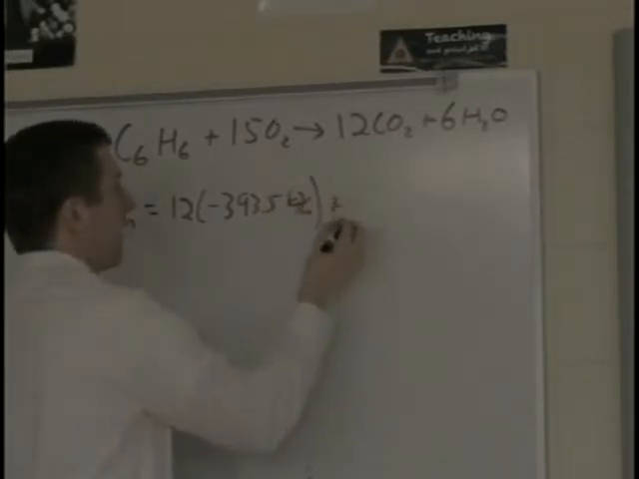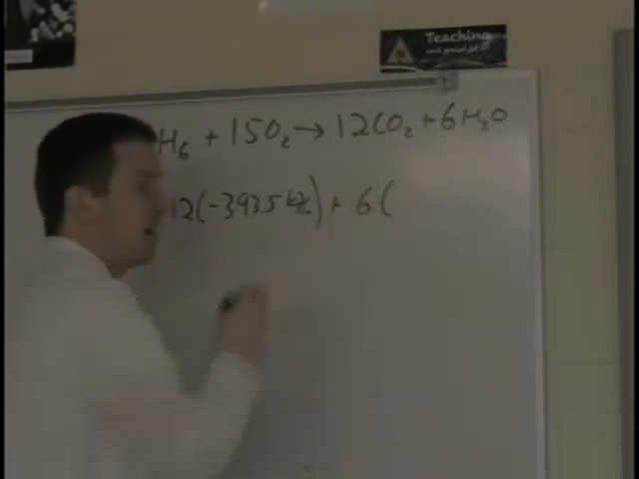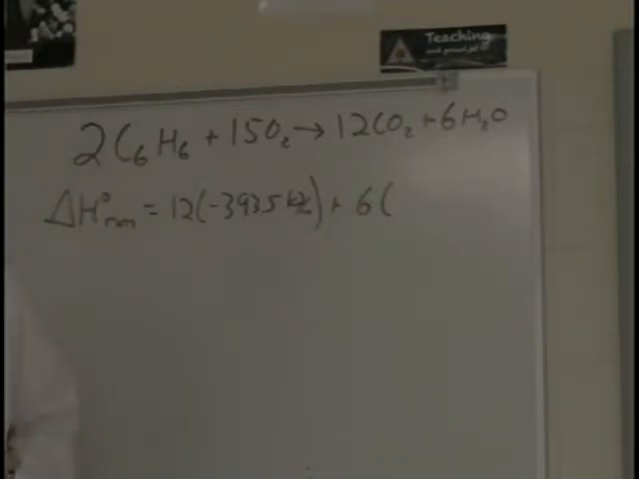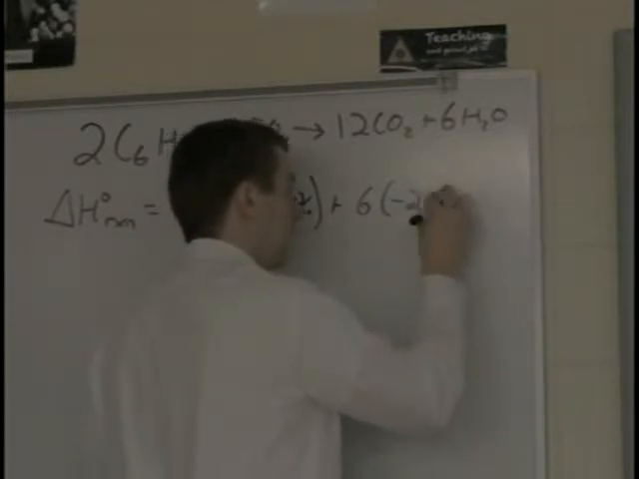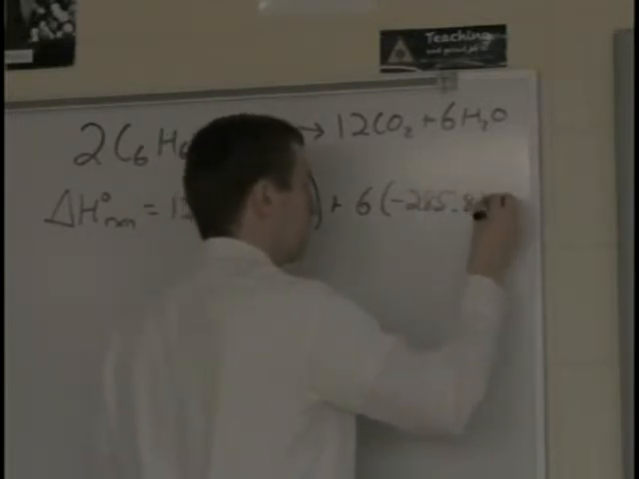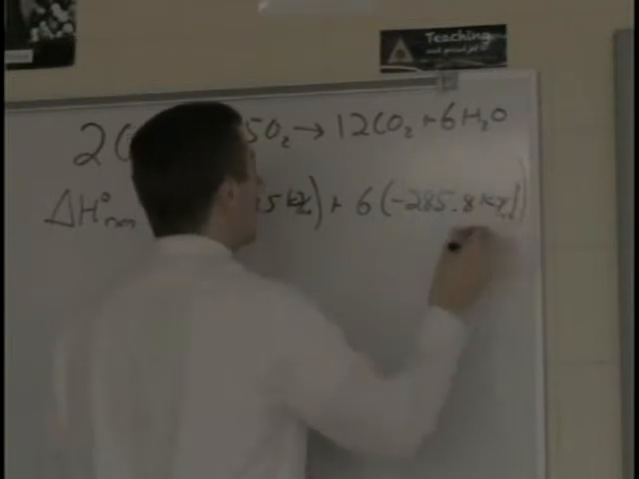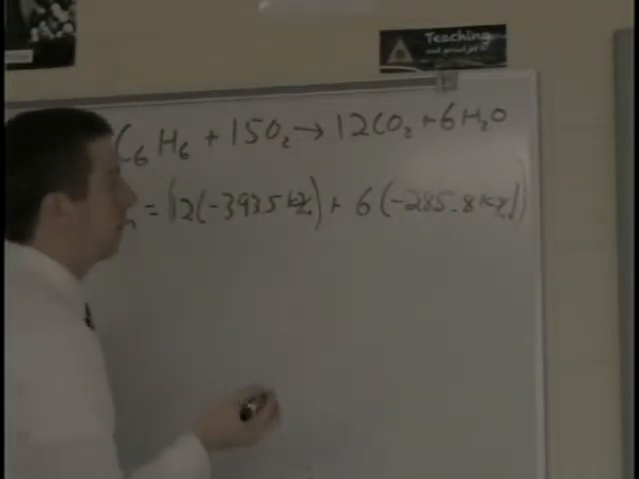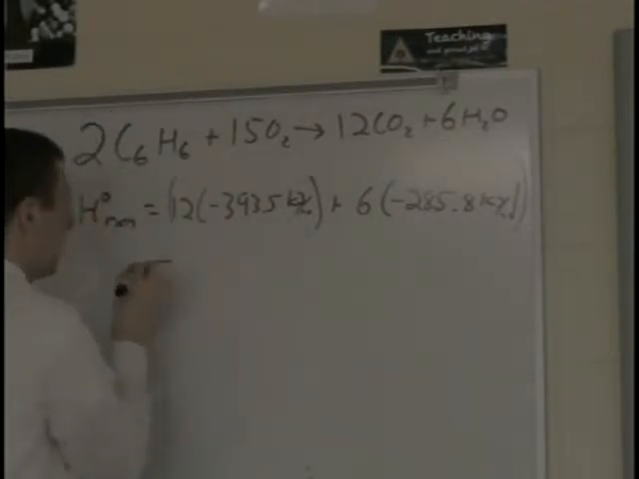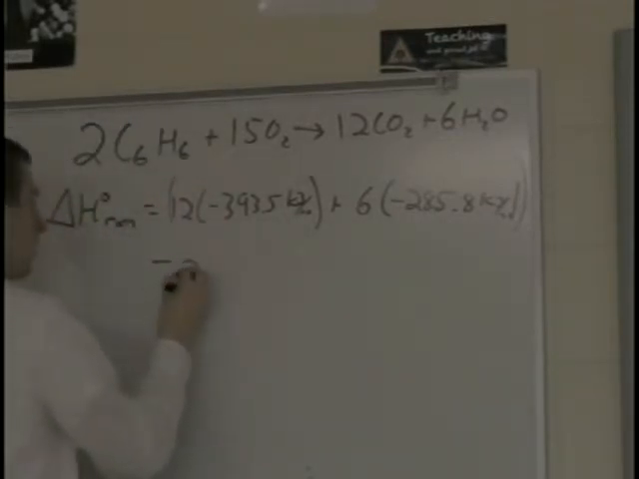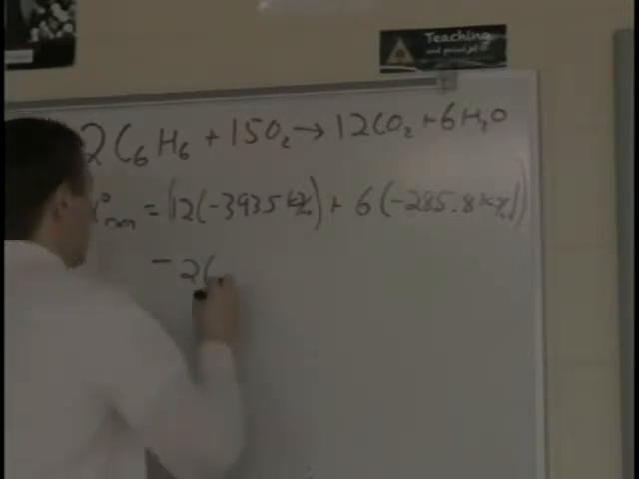I'm going to add to that 6 times its value. Water's value is negative 285.8. These would be the products. Now I'm running out of room because I could just continue going on. I'm just going to subtract from it the reactants. 2 times the benzene value. The benzene value here would be 49.04.